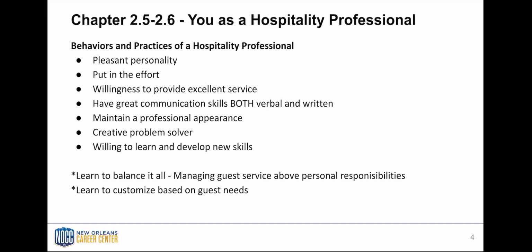So every job has a list of job duties that you would be responsible for. So without breaking any sort of company policies or doing anything illegal, you should always try and make guest service the priority, even if that's not within the scope of your job.